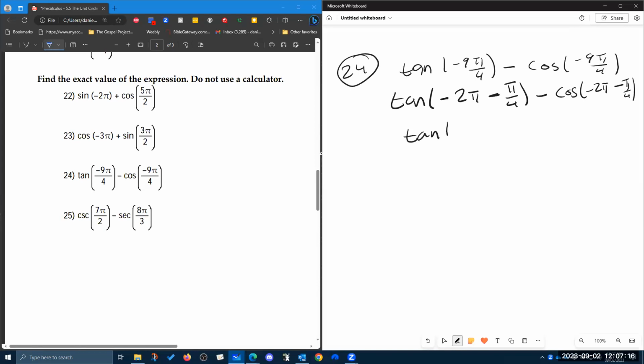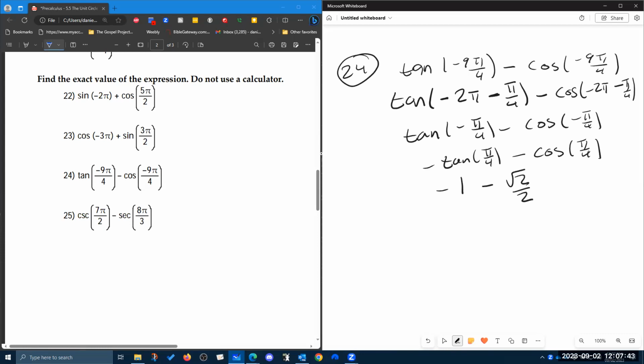So the minus 2 pi's in both cases get me full cycles around. So this is the same thing as tangent of negative pi over 4 minus cosine of negative pi over 4, which is negative tangent of pi over 4, since tangent is odd, minus cosine of pi over 4, since cosine is even. Tangent of pi over 4 is 1, so that's negative 1. Cosine of pi over 4 is root 2 over 2. If we want to put that over a common denominator, that's negative 2 minus root 2 over 2.